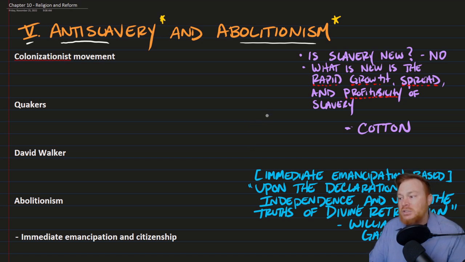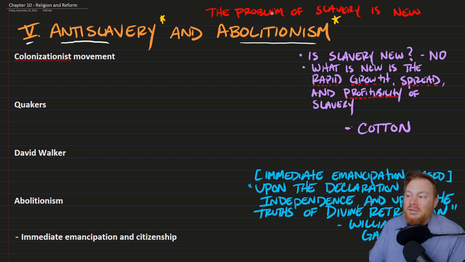And so, in some sense, even though slavery isn't new, we could definitely say that the problem of slavery is new because now it's growing, it's expanding, it's more profitable. And if nobody does anything about it, if the abolitionists don't do anything about it, then what's going to keep it in check?